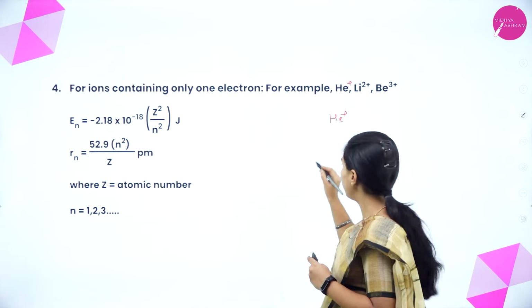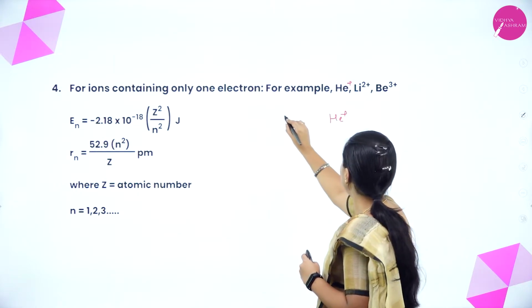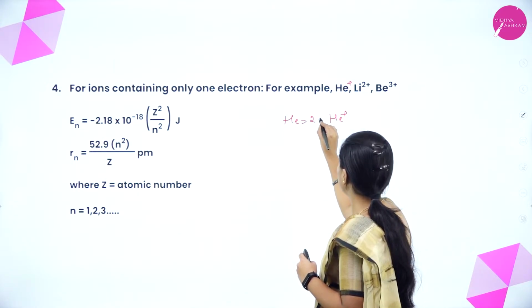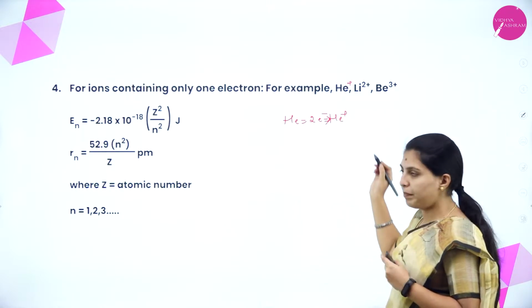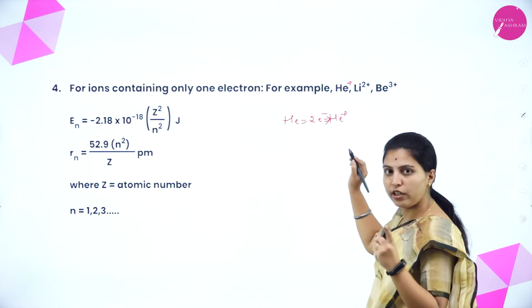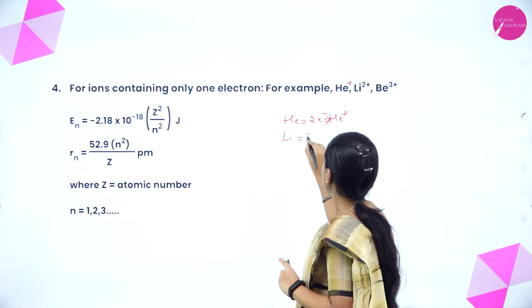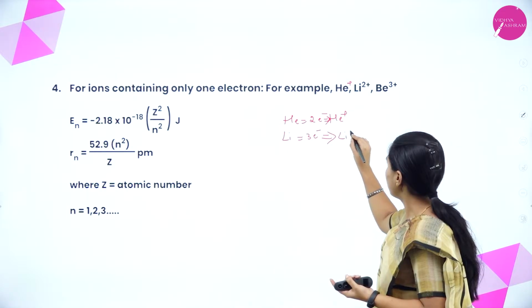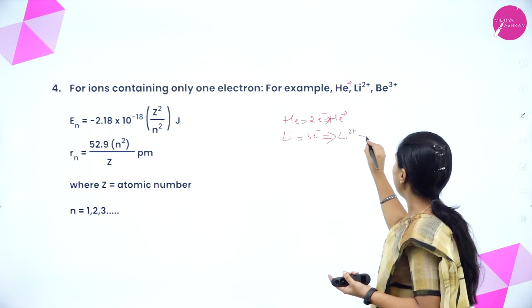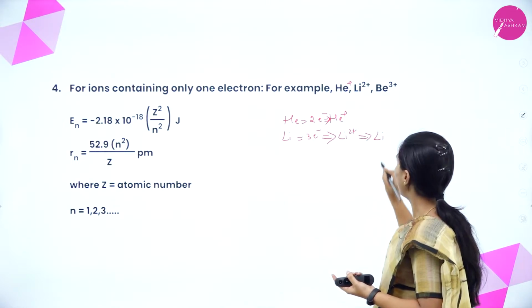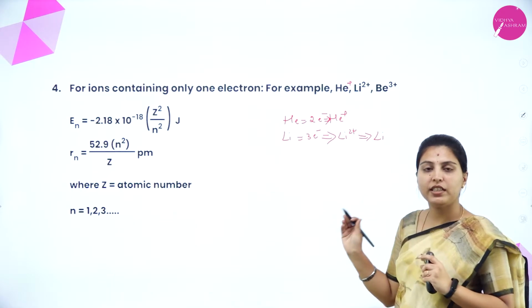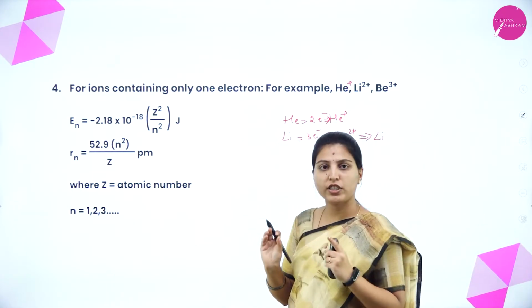Helium plus means helium, which usually has 2 electrons, has lost one electron, so it contains only one electron. Lithium will have 3 electrons; after losing 2 electrons, it will have only 1 electron. That means it will be a hydrogen-like atom.